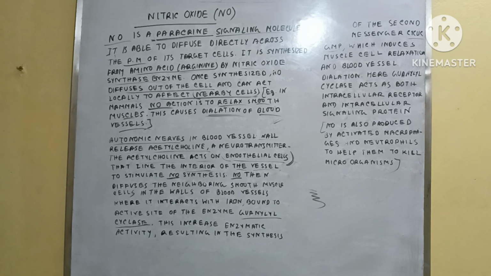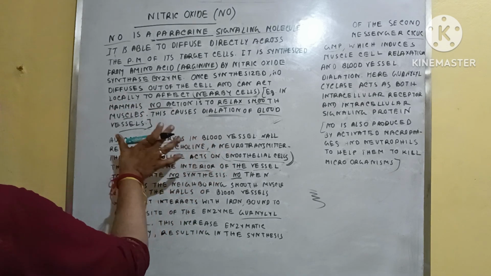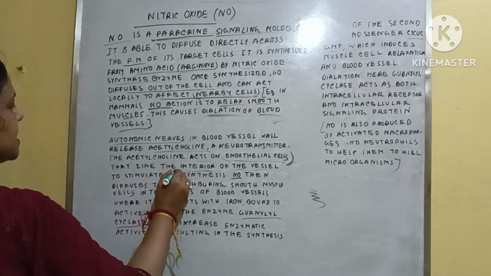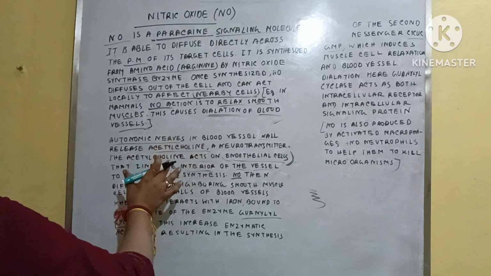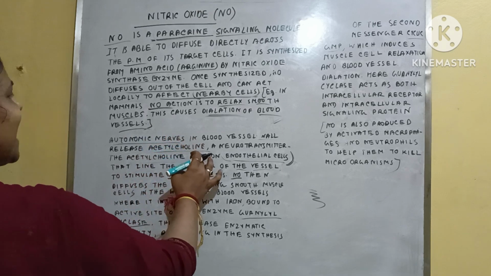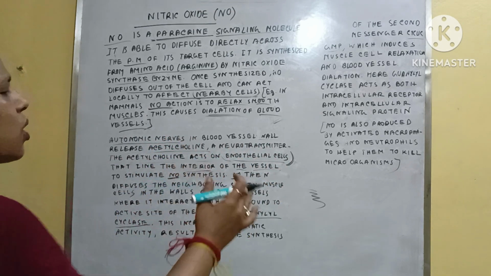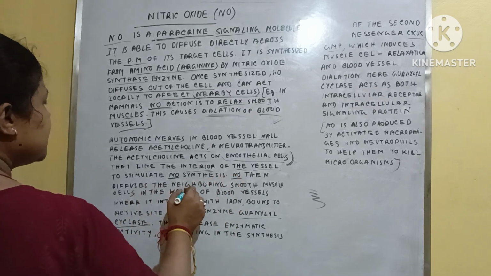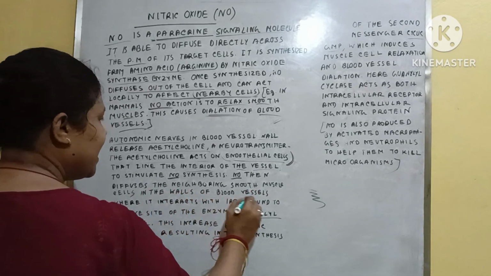So to stimulate the NO synthesis, this acetylcholine indirectly helps in the synthesis of the NO, or you can say it stimulates the NO synthesis. First acetylcholine is released and this acts on the endothelial cells, and after that NO synthesis occurs. And this NO diffuses to the neighboring smooth muscle cells in the walls of the blood vessels.